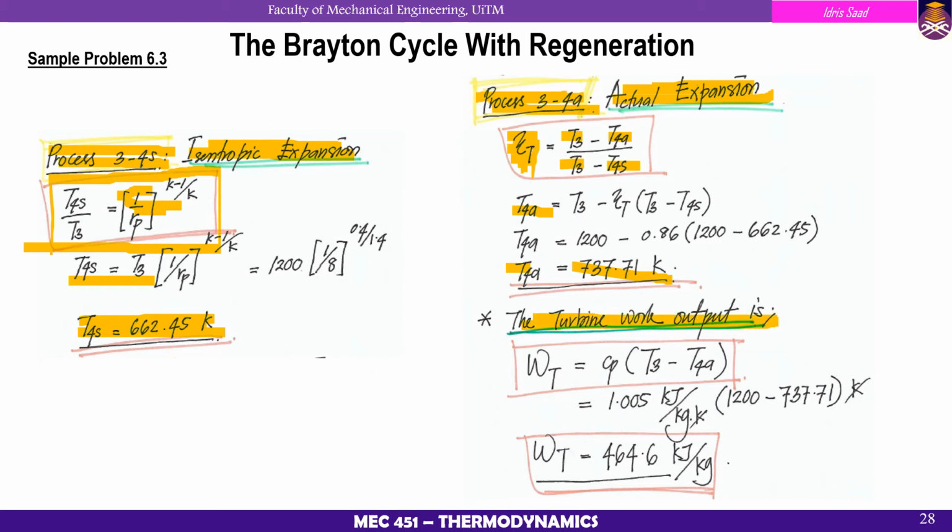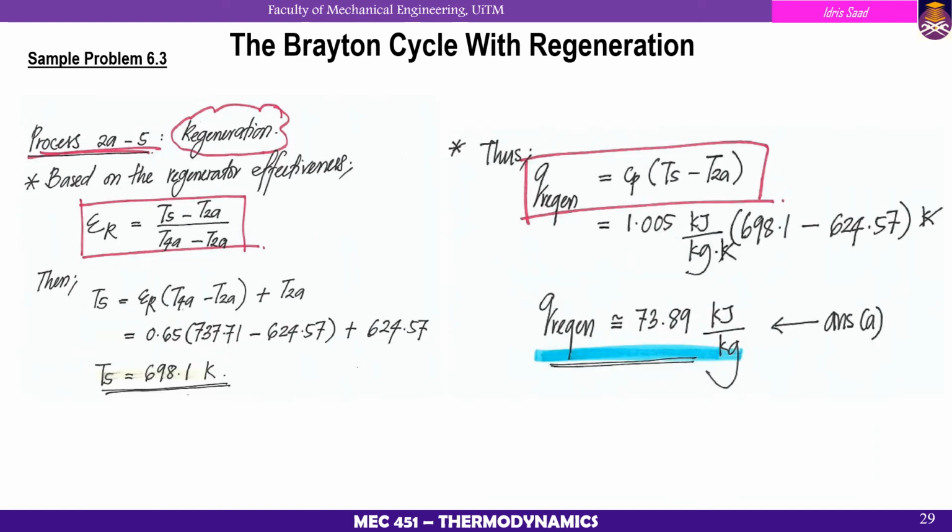The turbine work output is equal to Cp times T3 minus T4a. Put in the required information, and based on that we can get the turbine work is equal to 464.6 kilojoule per kilogram.